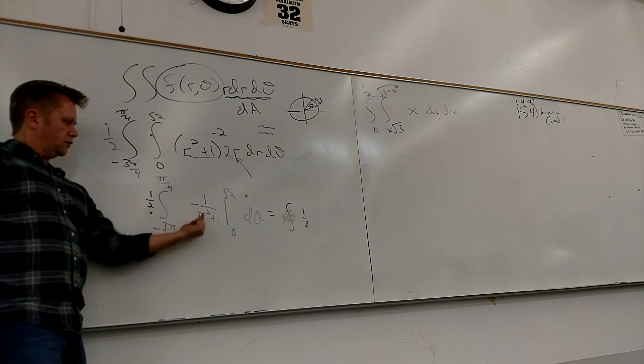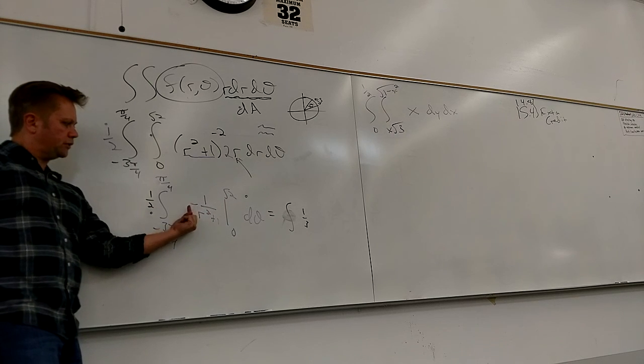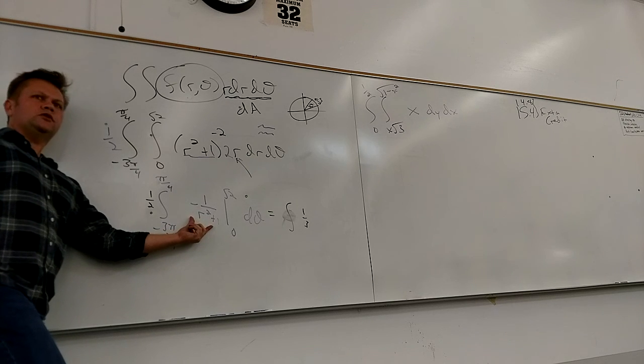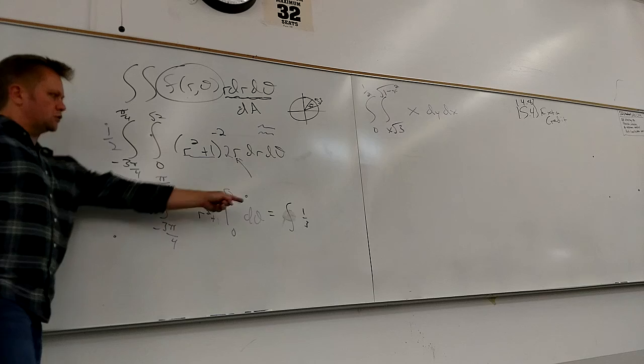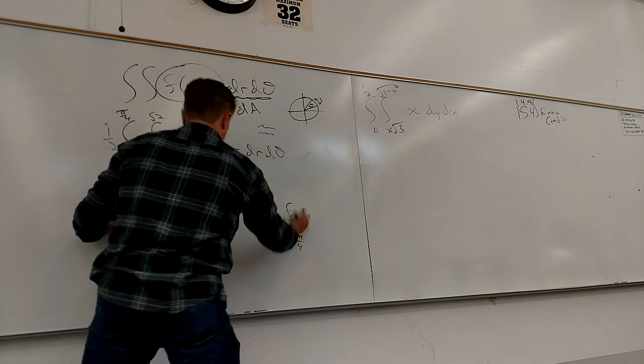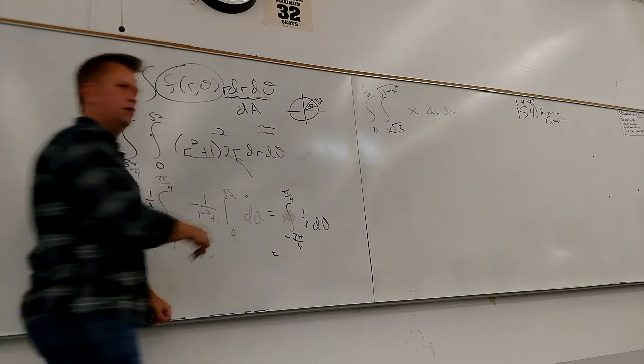It's going to be, rad 2 squared is 2 plus 1 is 3. That's negative 1/3 minus negative, so plus 1. Negative 1/3 plus 1 is 2/3. Half of 2/3 is 1/3. From negative 3 pi over 4 to pi over 4 d theta. It's awesome when you have a constant in there.